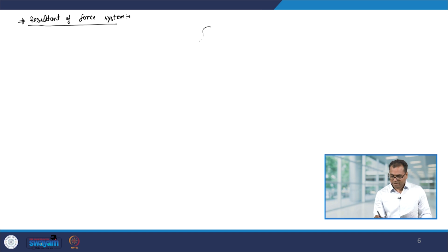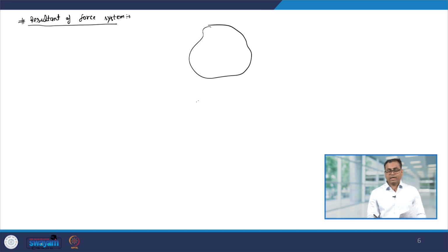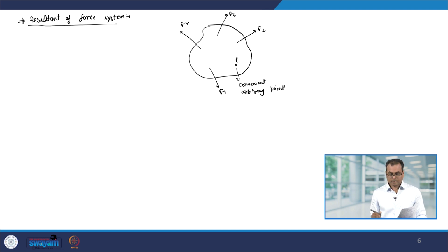Let us say we have a rigid body, and again many forces are acting on it. So, let us say F1, F2, F3 and F4, and let us say we want to calculate the moment of this about a point P. This is some point which is convenient to us, and of course, it is arbitrary, but it is convenient. So, this is convenient arbitrary point. Okay.